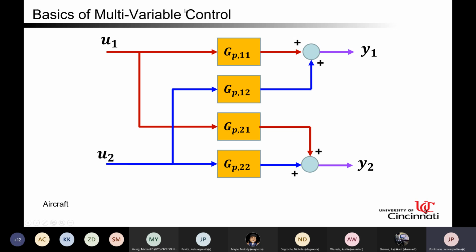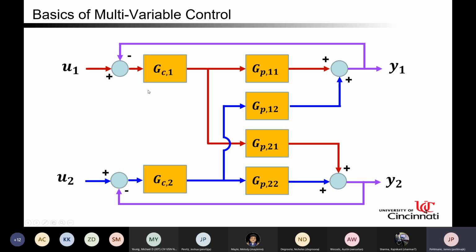The basics of a multivariable control system are shown in the diagram here, where U1 has an effect on both Y1 and Y2, as shown through GP11 and GP21. Input U2 has an effect also on Y1 and Y2 through GP12 and GP22.